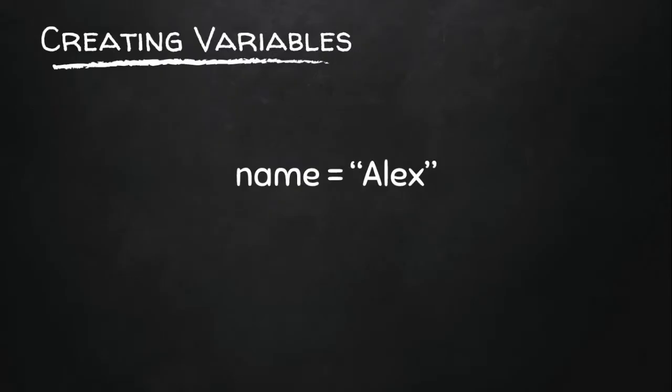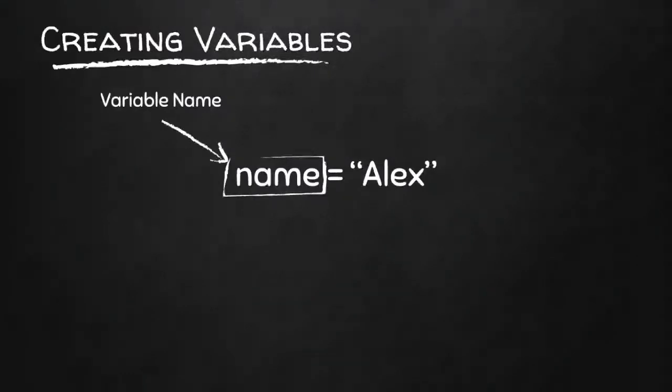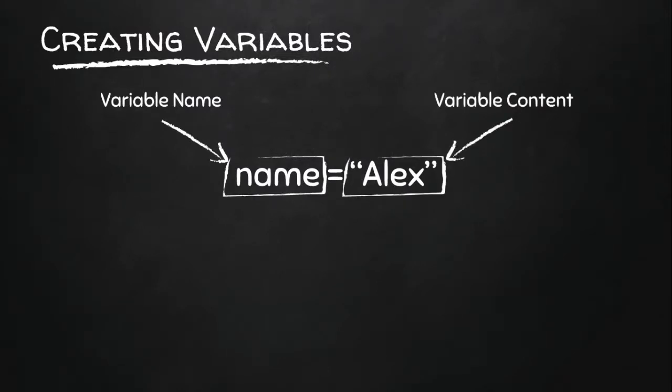The syntax for creating variables is very straightforward. You simply type in the name you wish to give it, then add a single equal sign followed by the content that you wish to assign to it.